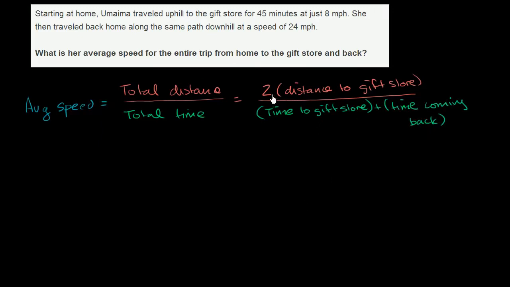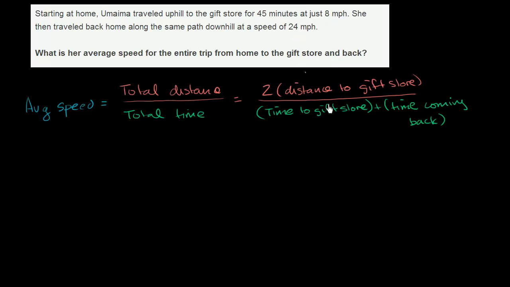Now, we know that the distance to the gift store and the distance back from the gift store is the same. So that's why I just said that the total distance is just going to be 2 times the distance to the gift store. In fact, we know we're going to have different times to the gift store and coming back. How do I know that? Well, she went at different speeds. She went there much slower than she came back, so it would take her longer to get there than it took her to get back.